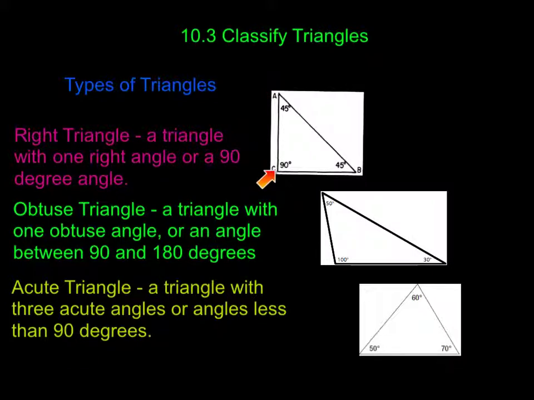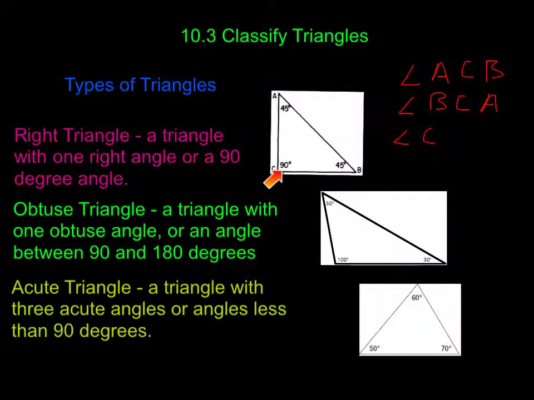I'm going to write this off to the side here, that our angle, that's our angle sign, ACB. We could also call it our angle BCA or angle C. That is a right angle right here.